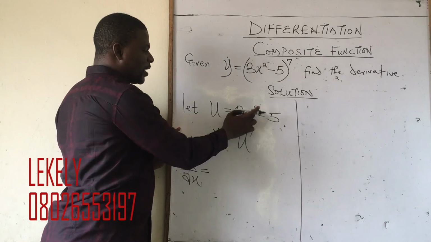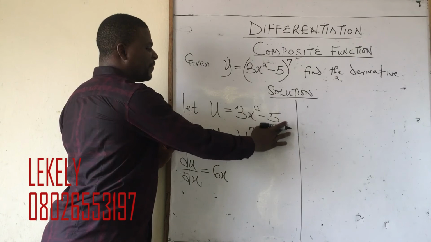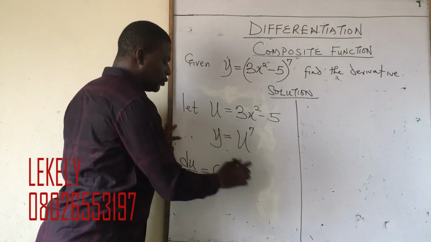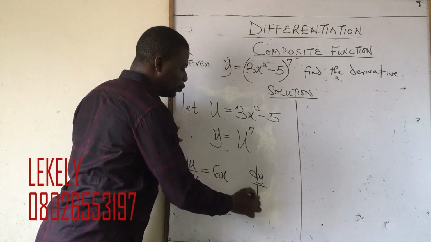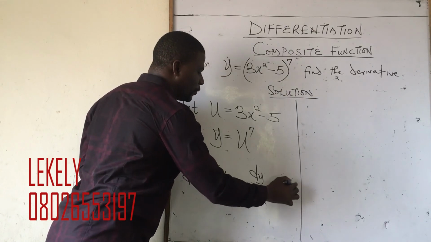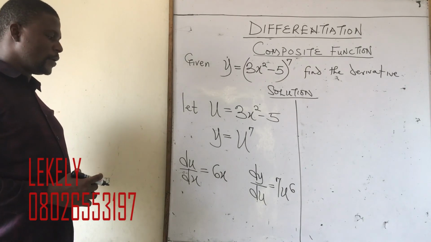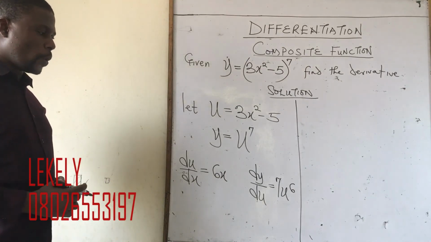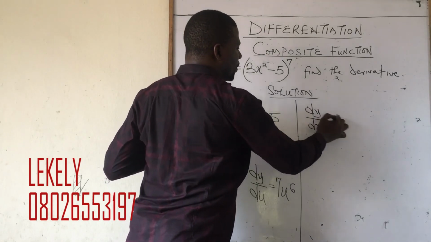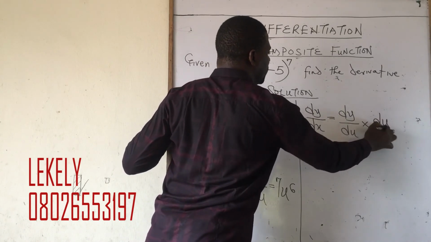Now if I differentiate 3x squared, I'm going to have 6x. Then if I differentiate 5, I'm going to have 0, so you leave that. Then from here, I have letter y and u. Let me find dy du. Now if you differentiate u raised to power 7, that will give you 7u raised to power 6. You see that? So I will now use the rule dy dx is equal to dy du times du dx.